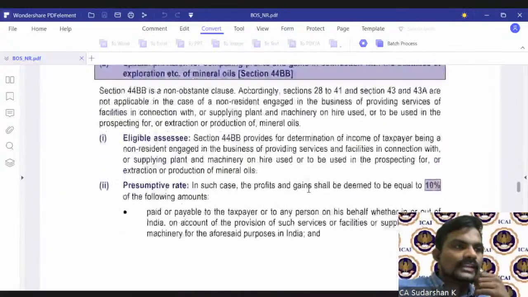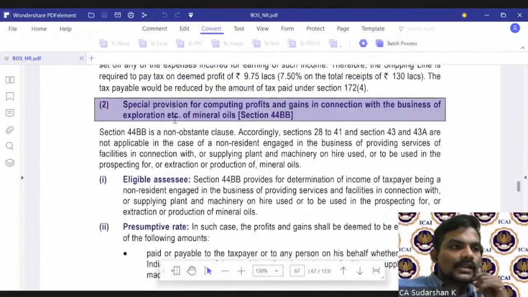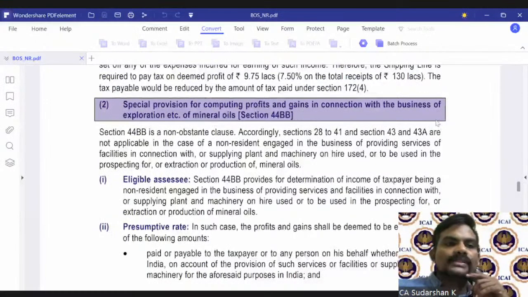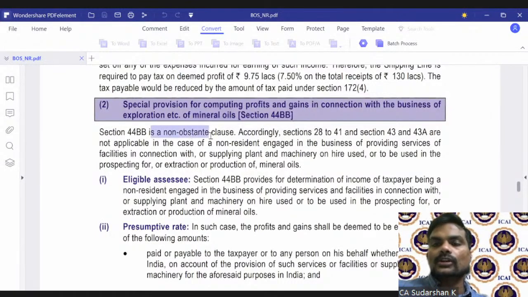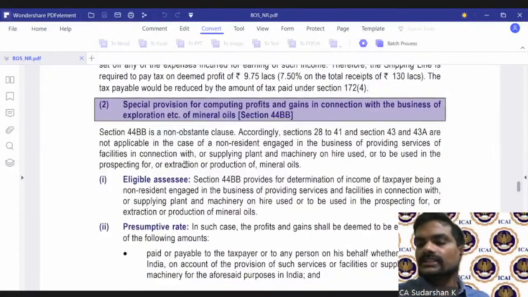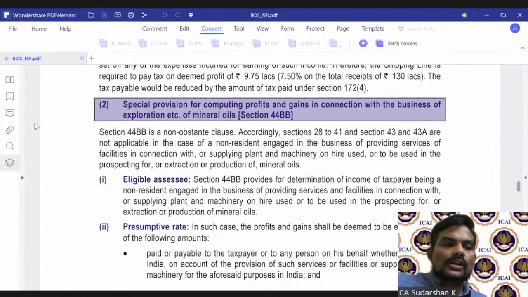So we are here in 44BB, special provision for computing profits and gains in connection with the business of exploration of mineral oils. So 44BB is a non-obstante clause, which means it will override. It's a presumptive provision. Just like the others you would have already seen in chapter 4, like your 44ADA and other aspects. Section 28 to 41 deductions are not available.